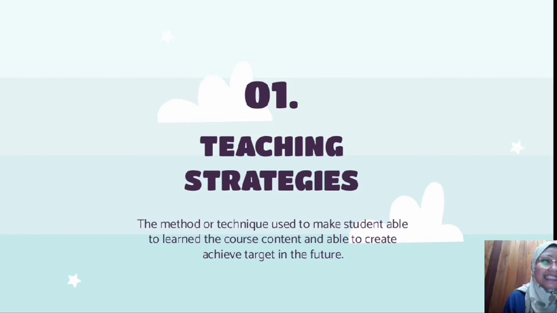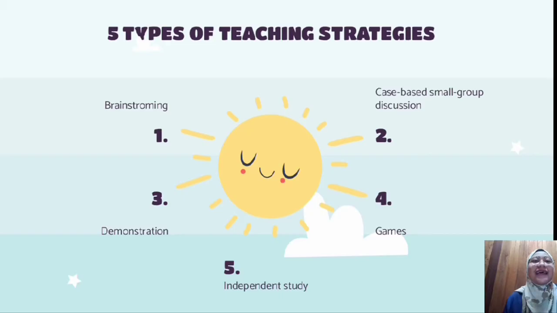So what is a teaching strategy? That is a method or technique used to make sure students are able to learn the course content and able to achieve targets in the future. So there are 5 types of teaching strategies. First is brainstorming. Second is case-based small group discussion, or we call it discussions. Third is demonstration. Fourth is games, and fifth is independent study. So the best is games, right?